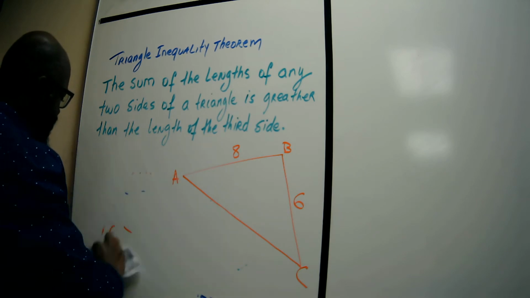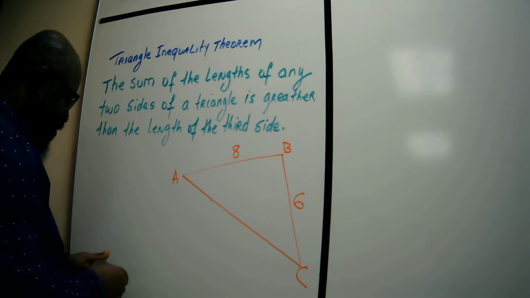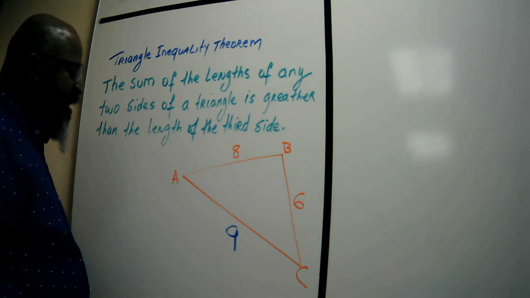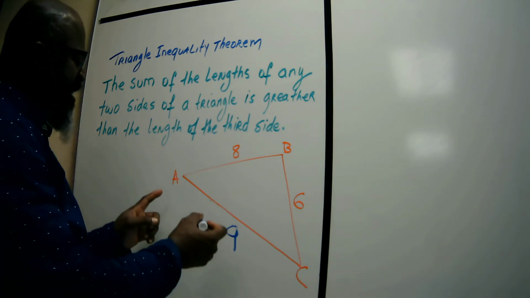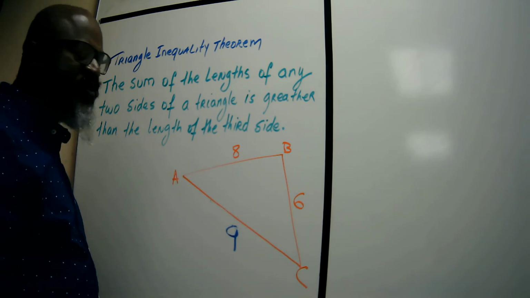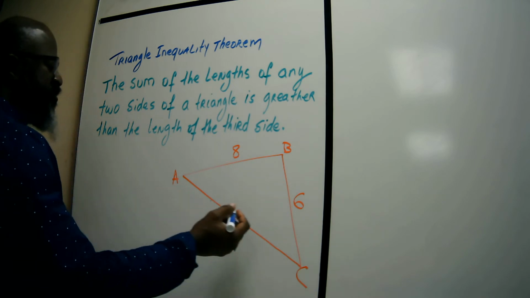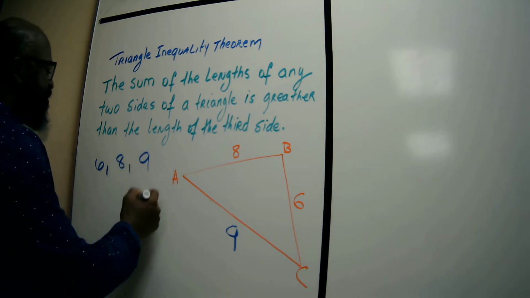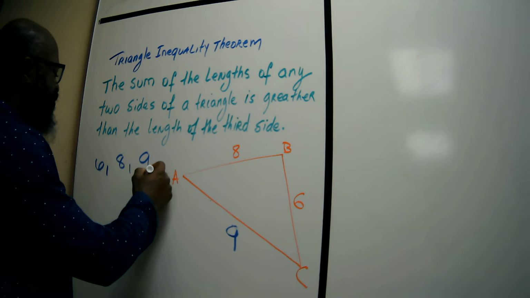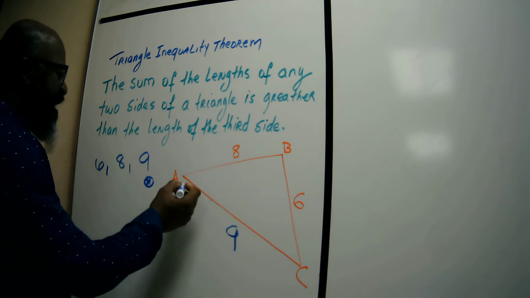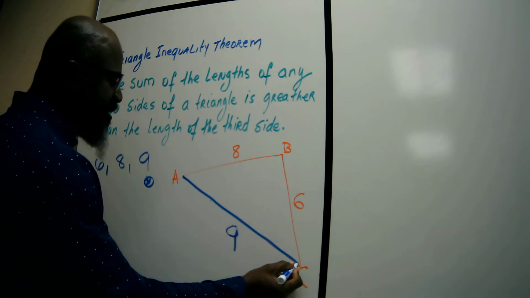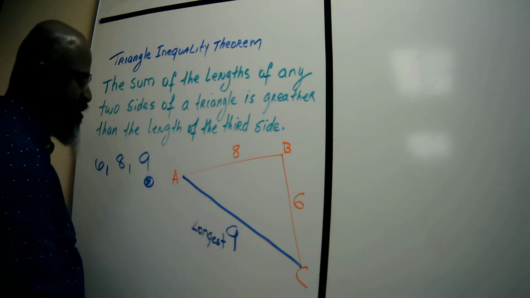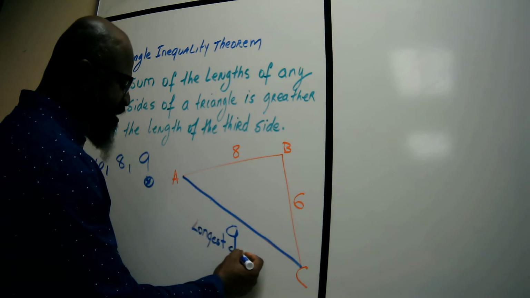It says the triangle inequality: if you have any triangle, and in this case we're going to use that same triangle, the longer the side is, the angle that is opposite to it will be the greatest. If you were to write this in order, you will have 6, 8, and 9. 9 is the greatest number. In this case, if you look at the side where 9 is, AC will be the longest side.